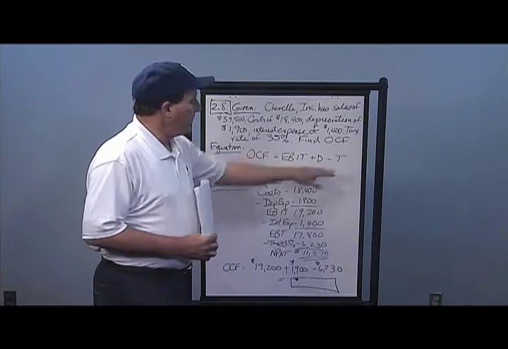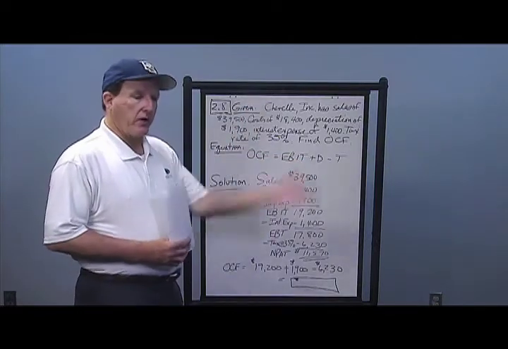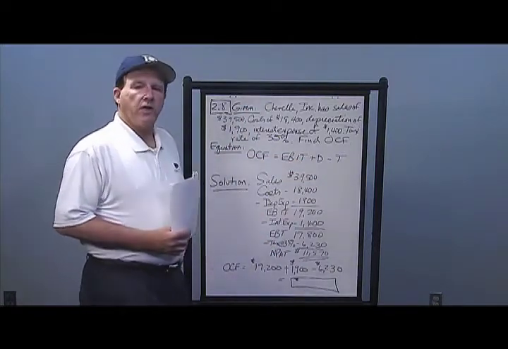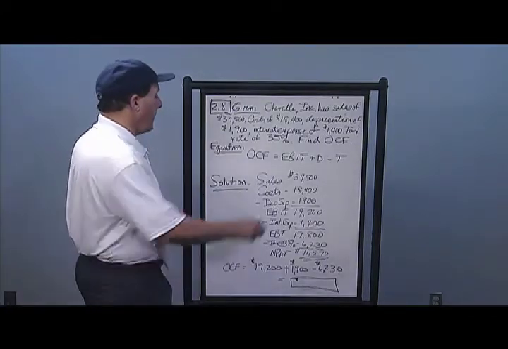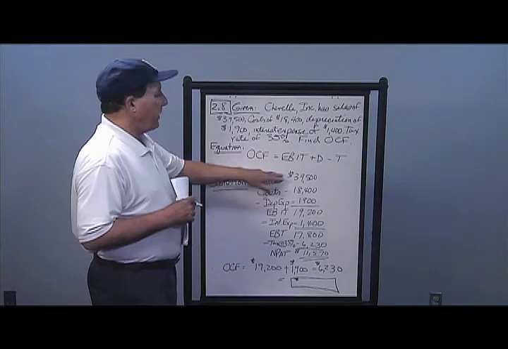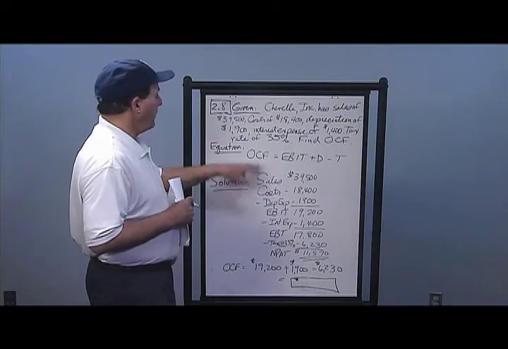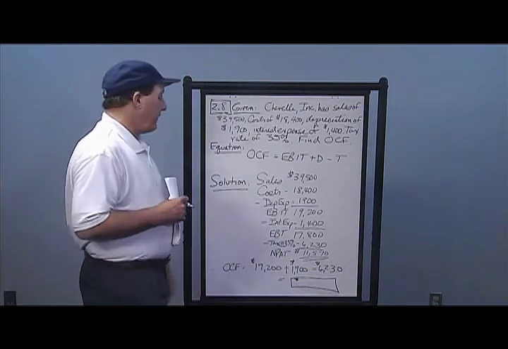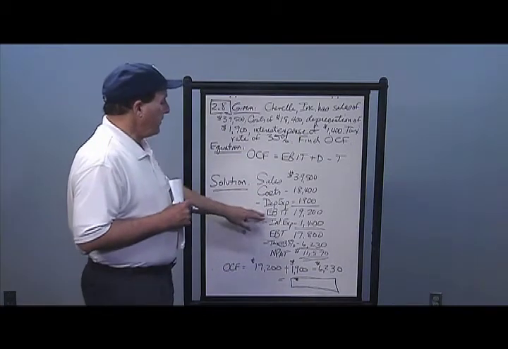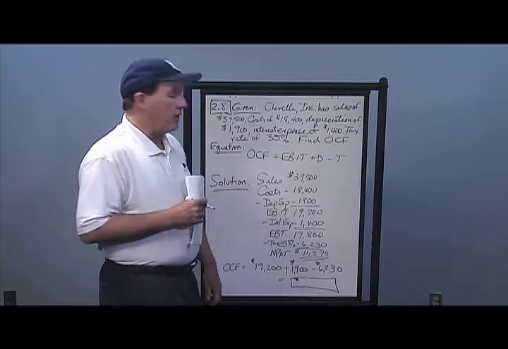To find these numbers, we need to build a vertical income statement. So whenever you see the letters OCF, always build a vertical income statement. And I've done that. So we bring our sales in of $39,500, our cost of $18,400, our depreciation expense is $1,900, giving us earnings before interest and taxes of $19,200.